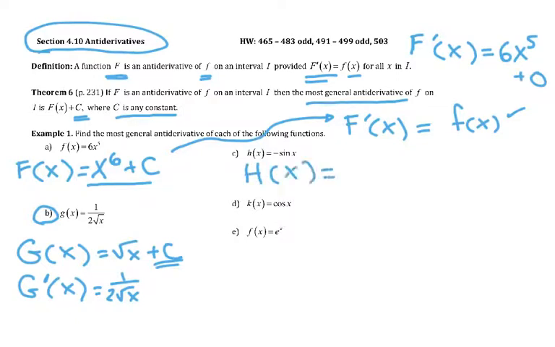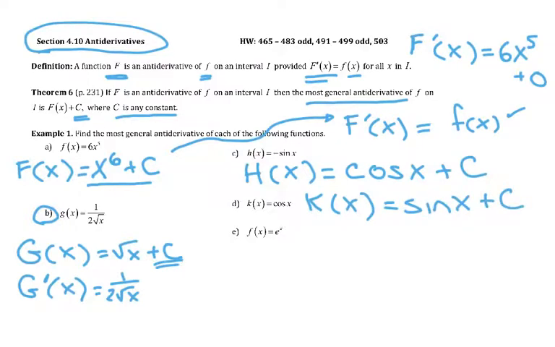Capital H, well, what function has as its derivative negative sine x? That is the cosine. And we just add plus c. Capital K is the sine, because the derivative of the sine is the cosine. And here's another one. For E, what function has as its derivative e to the x? Well, that's just e to the x plus c.